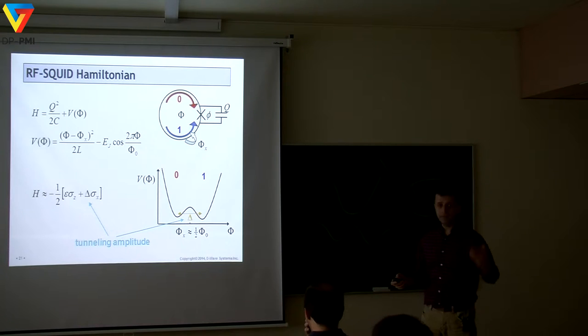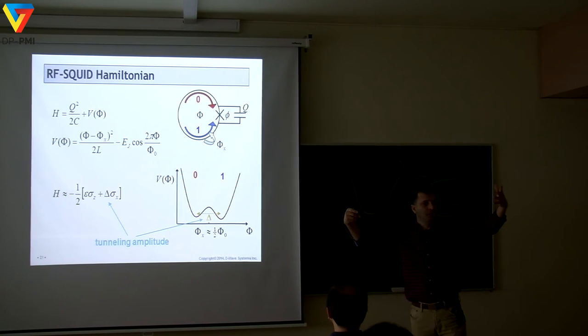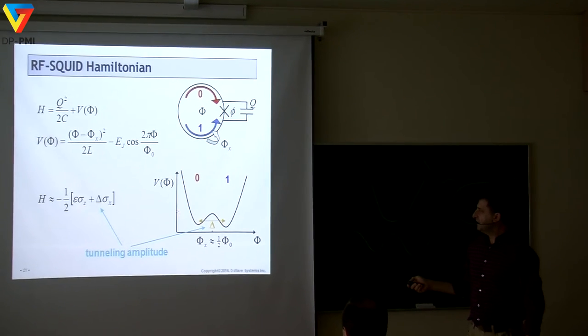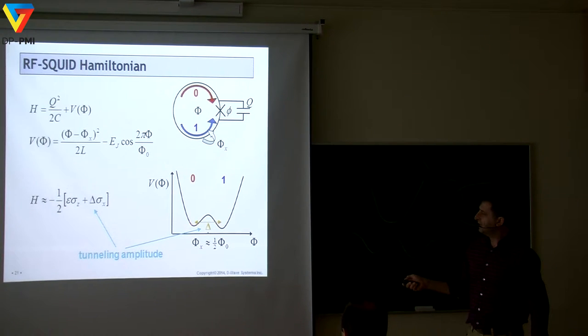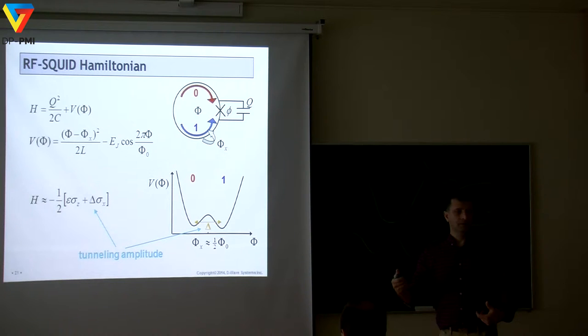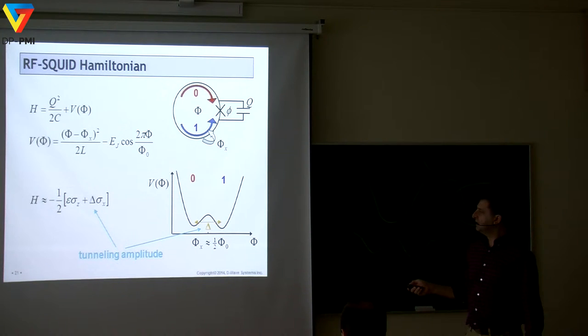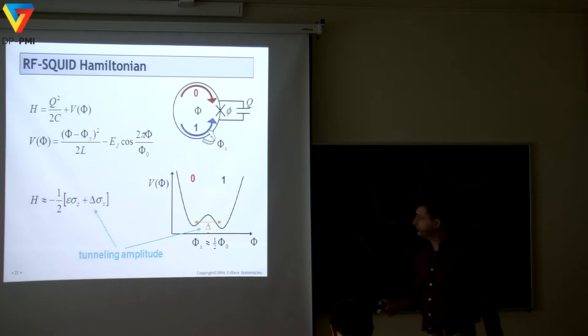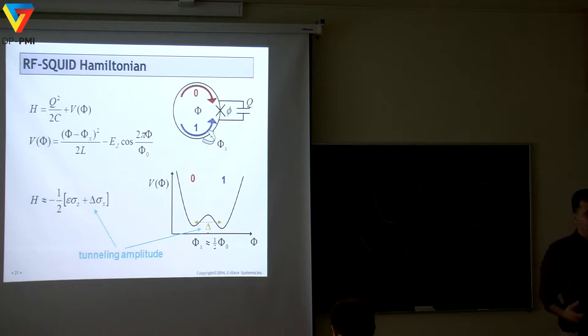But now, if you think of this again back to the particle way of thinking, a flux trapped here can tunnel back and forth as long as the barrier is not too high. It can tunnel under the barrier, and this tunneling gives me an off-diagonal term in my Hamiltonian, while the diagonal term is the bias between the two, the left and right. And now, in order to have a controllable qubit, I have to be able to tune both of these coefficients, the coefficient of sigma z and the coefficient of sigma x.